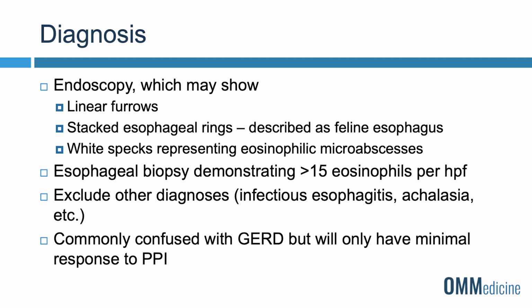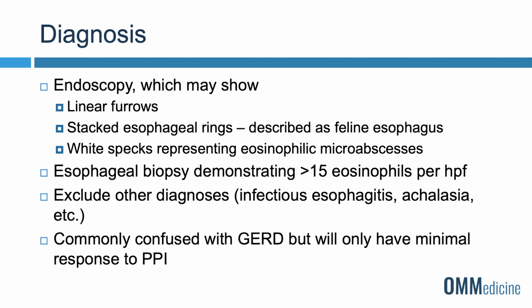So the diagnosis is largely going to be via endoscopy, which will show the characteristic findings that we would expect to see, and these are going to be things like linear furrows, stacked esophageal rings, commonly described as feline esophagus, and you can also see white streaks or white specks that would be representative of eosinophilic microabscesses that form.